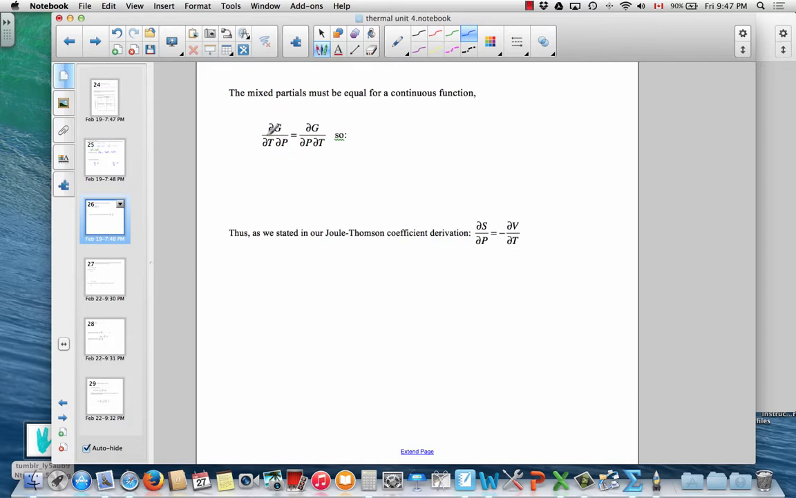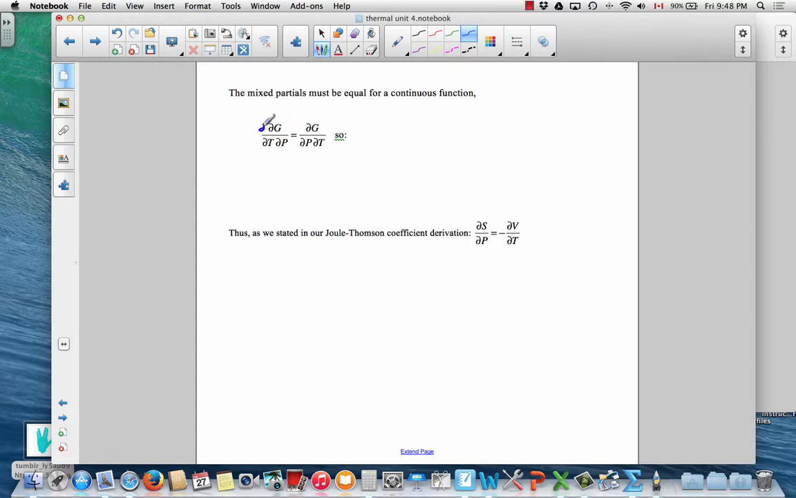So the derivative of G with respect to P, we showed earlier, was the volume. So replacing, well, there's missing another one of those, right? So this is going to be the partial with respect to T of dG/dP, that was the volume. And on this side, we've got a partial with respect to pressure. And then the derivative of the Gibbs function with respect to temperature is the negative of the entropy.